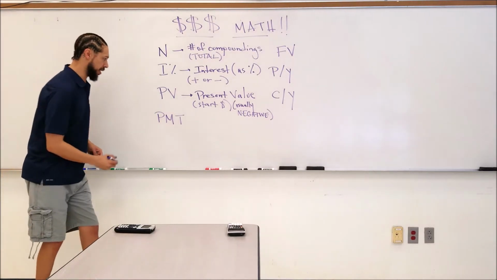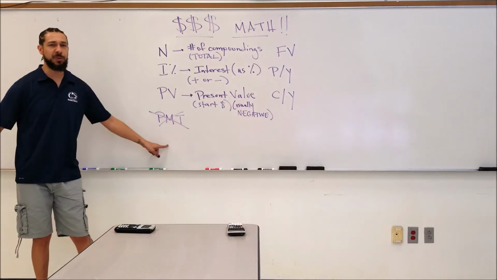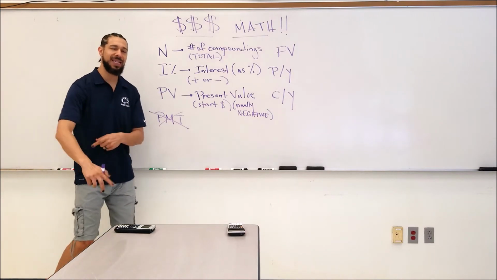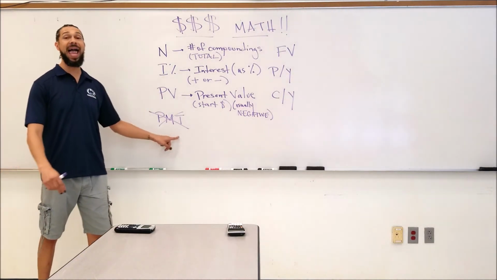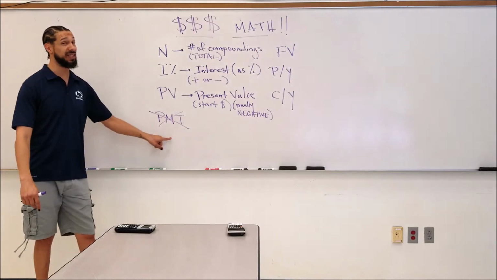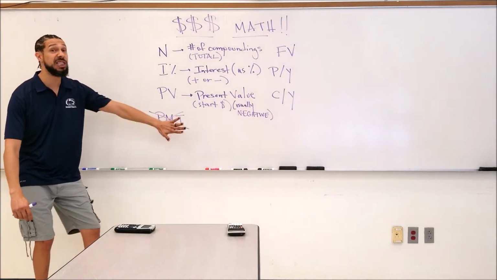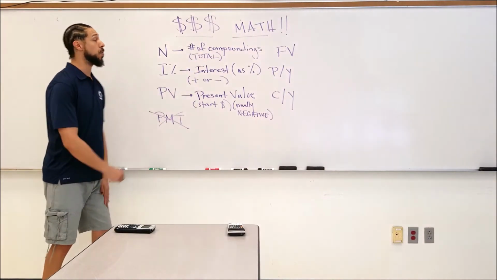Payment is for later. Payment is specifically when we are making monthly payments, as in like a mortgage payment. We'll talk about amortization problems. That's when that'll come up. You don't have to worry about that now. Leave that blank.